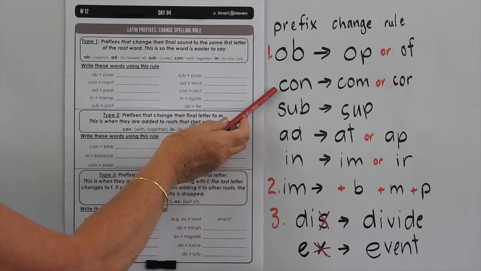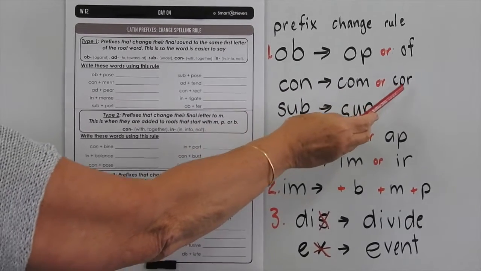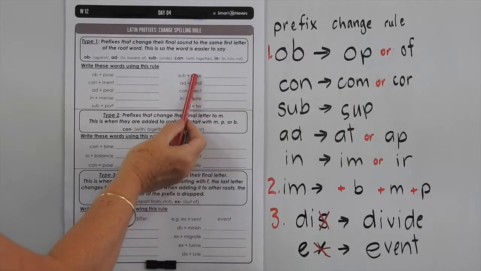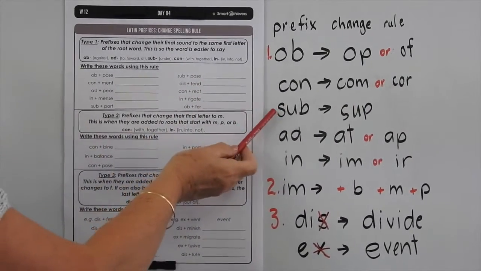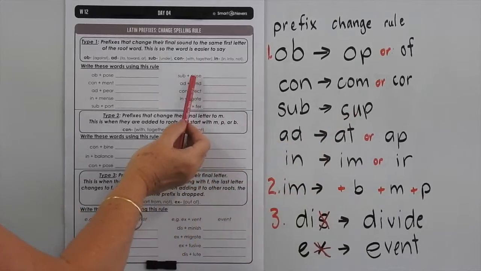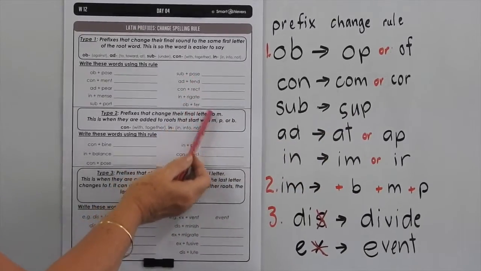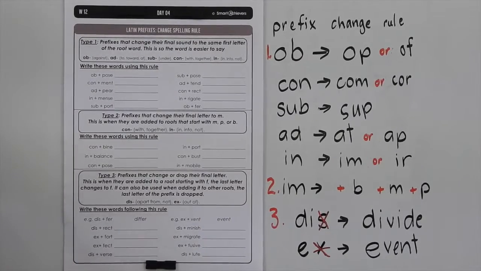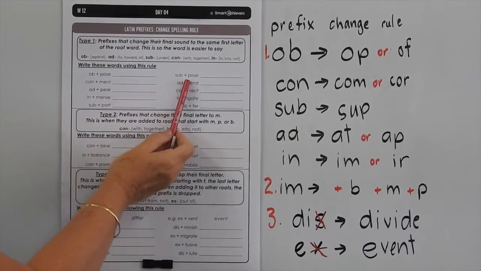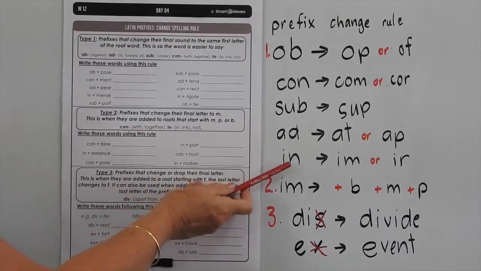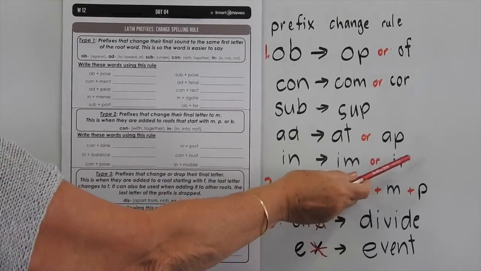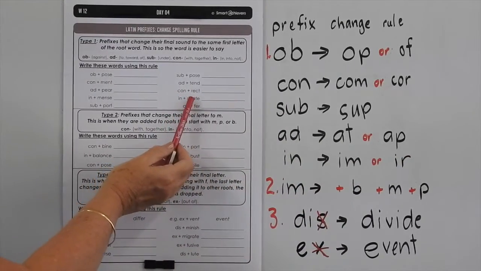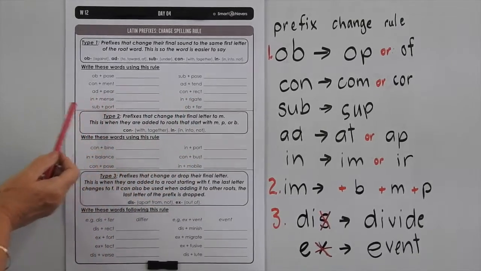We can change the prefix con to com or cor to match the first letter of the base or root, the prefix sub to match the first letter of the root, add to at or ap to match the first letter of the root or base word, which you can see there, and in can change to im or IR to match the first letter of the base word or root word.